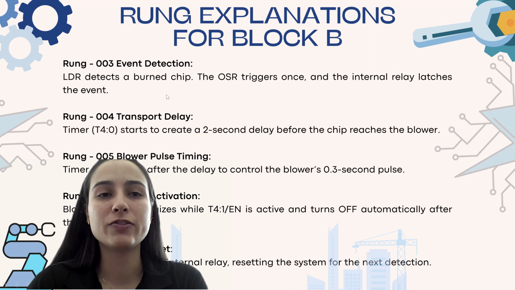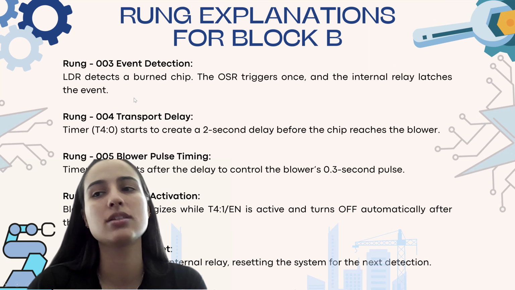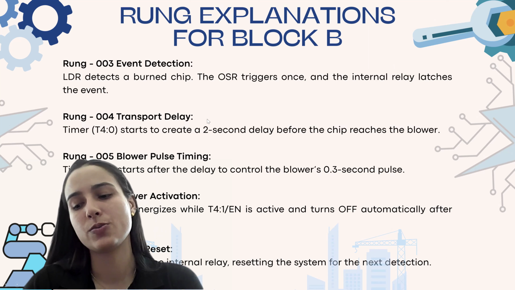So after this rung, the blocks will continue with B1, B2, B3 until B8, which these runs will be repeated for all the 8 LDRs and 8 blowers.